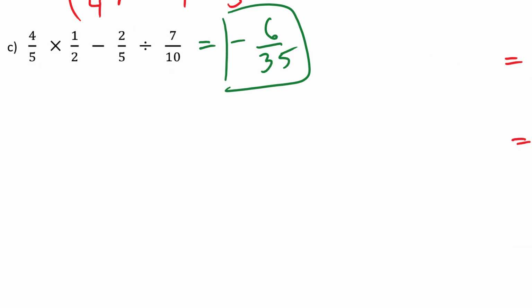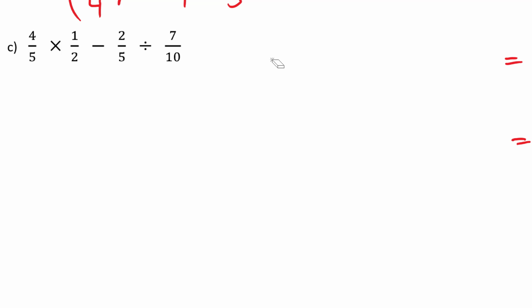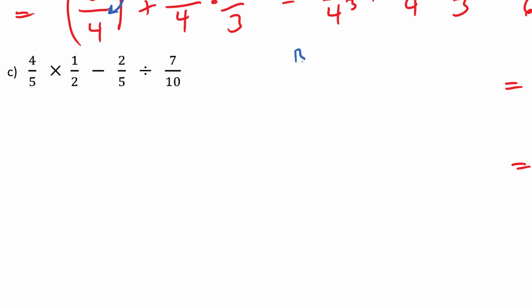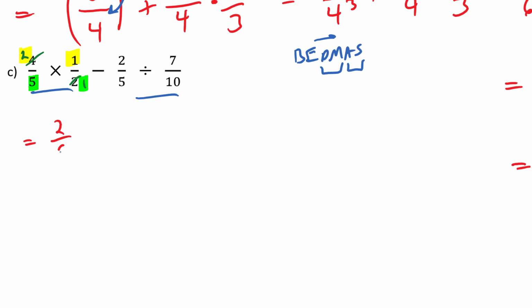Let's do C together. C is not such a challenging one if you know what to do. BEDMAS. Division, multiplication happens before addition, subtraction. When we read the problem from left to right, we do whatever one comes first, whether it be division or multiplication. Multiplication comes first, so we do that. Can we simplify this down? We can. We can take a 2 out of there. We can take a 2 out of there. Multiply the numerators. Multiply the denominators. Here we get 2 over 5.